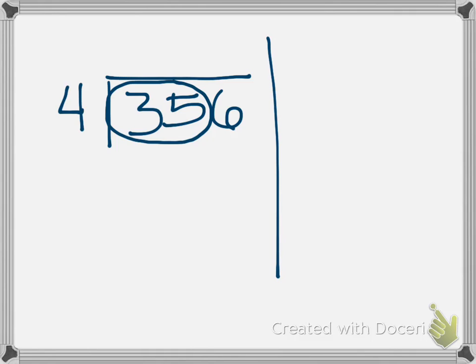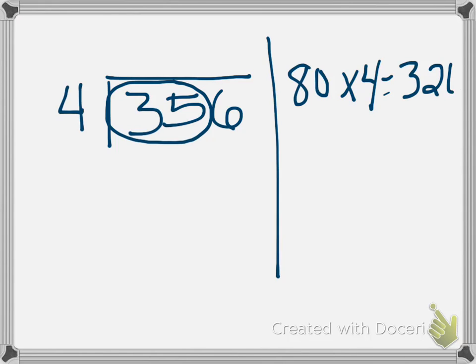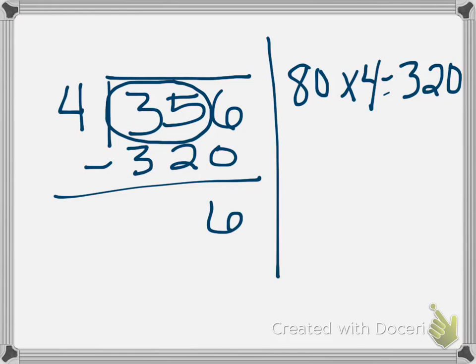And so I'm going to think, well, I know 4 times 7 is 28, but then 4 times 8 gets me 32. But since it's not just 35, it's 350, I want to take 80 instead of 8. 80 times 4 equals 320. I'm going to subtract that out. And I get 36.